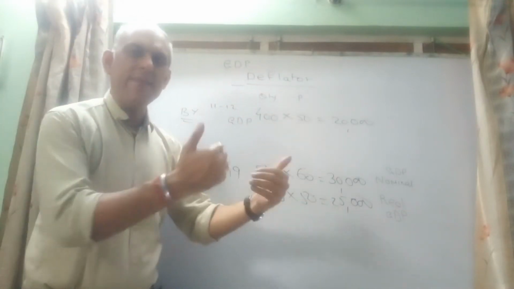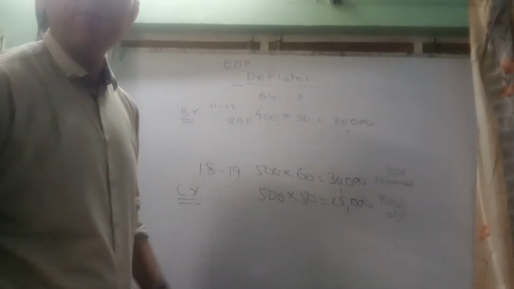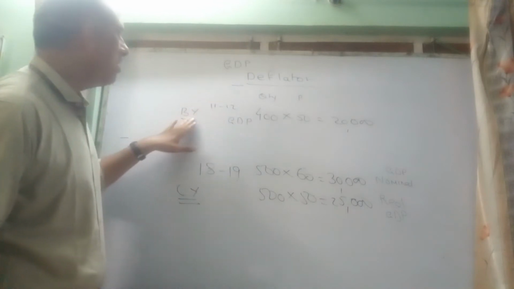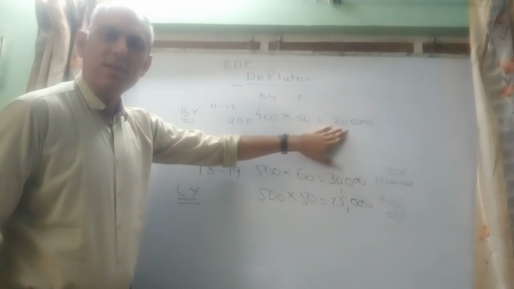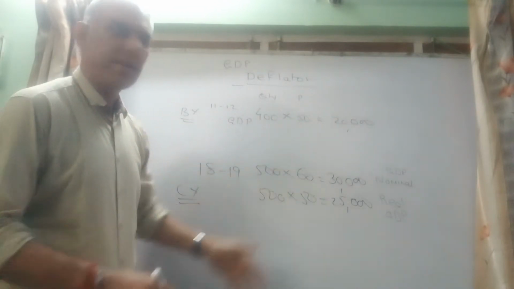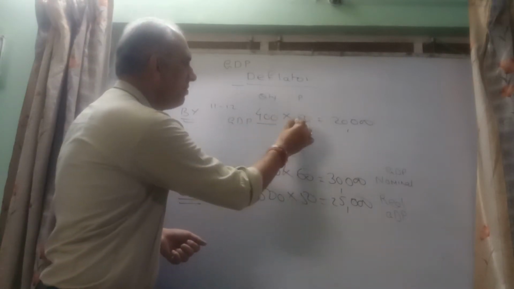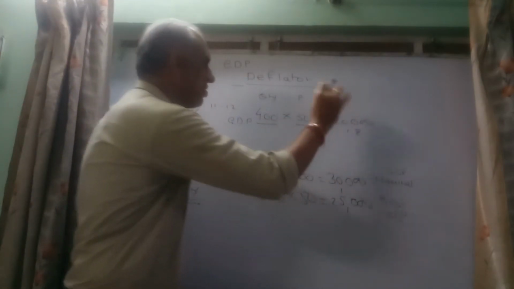But in order to arrive at GDP deflator, let's just quickly recall what is nominal GDP and what is real GDP. Clear? Now, let's say, for example, our base year is 11-12, where our national income was 20,000, or you can say our GDP was 20,000 since we are concentrating on GDP. How we arrived at GDP? Quantity 400, price 50, therefore 20,000 rupees is our GDP.